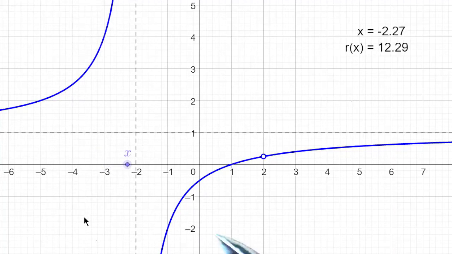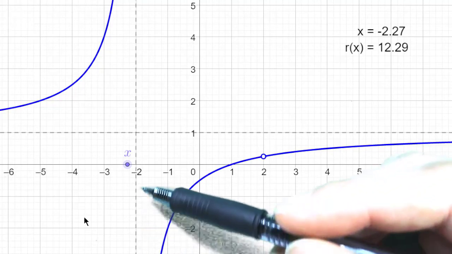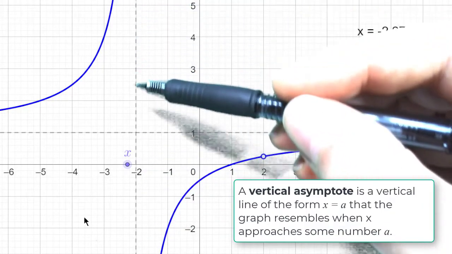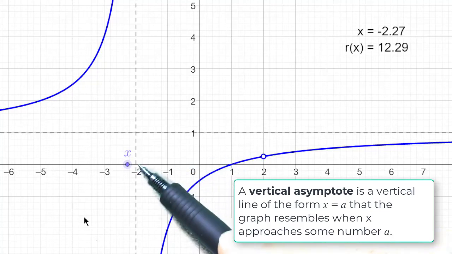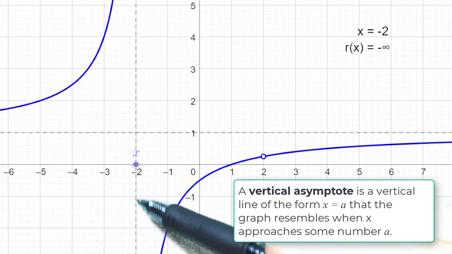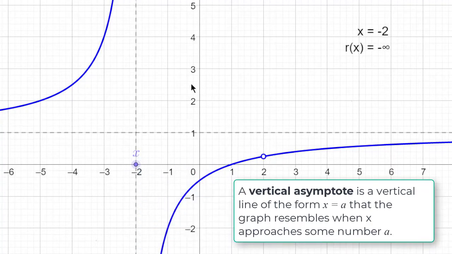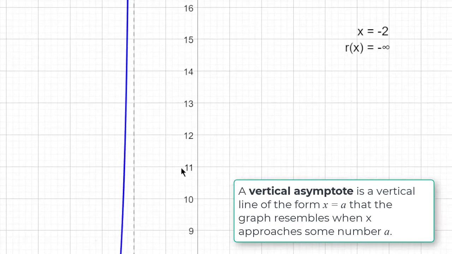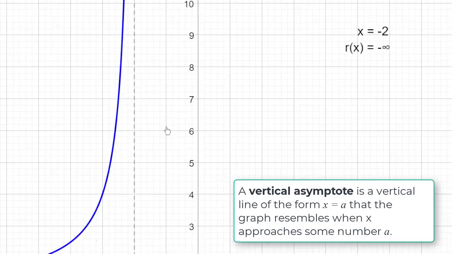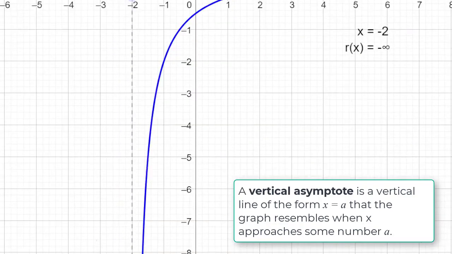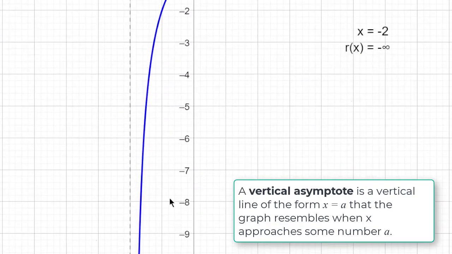When these things happen, we draw a vertical asymptote here. This dashed line is the vertical asymptote, and it is not part of the graph of r. It is instead describing what the graph is doing. It's saying that nearby negative 2, the graph is resembling this vertical line. And sure enough, if I go up to the graph here and look at it up here, as I get close to negative 2, you can see the graph almost looks like that vertical line. And the same thing down below. The graph resembles that vertical line very closely.